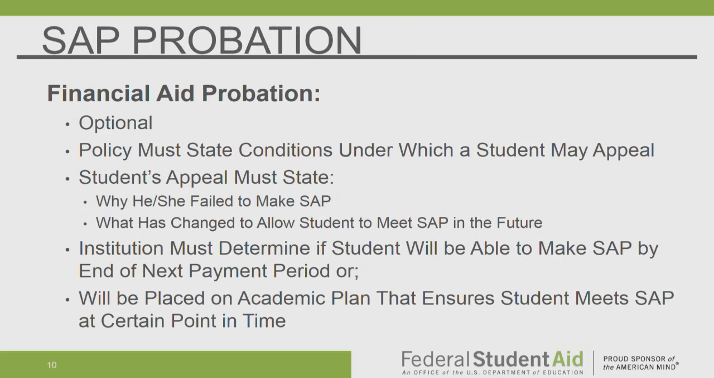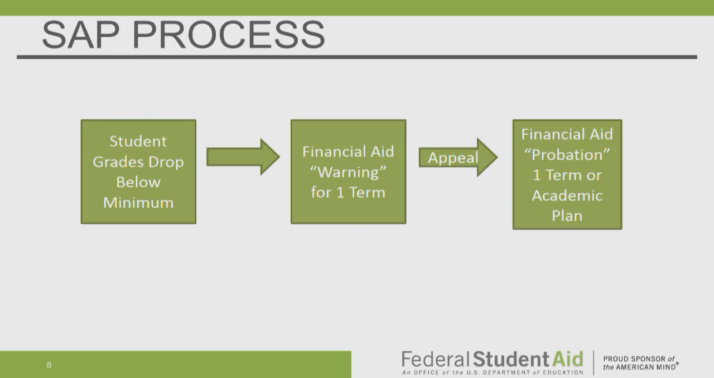So again, financial aid probation, this is an optional piece. It's a status that the school assigns to a student who's failing to make their satisfactory academic progress, okay? But it's also in a condition where a student appeals and the appeal is successful, all right? So as we go back to the diagram, the student's grades drop below the minimum, and then the financial aid warning kicks in for one term.